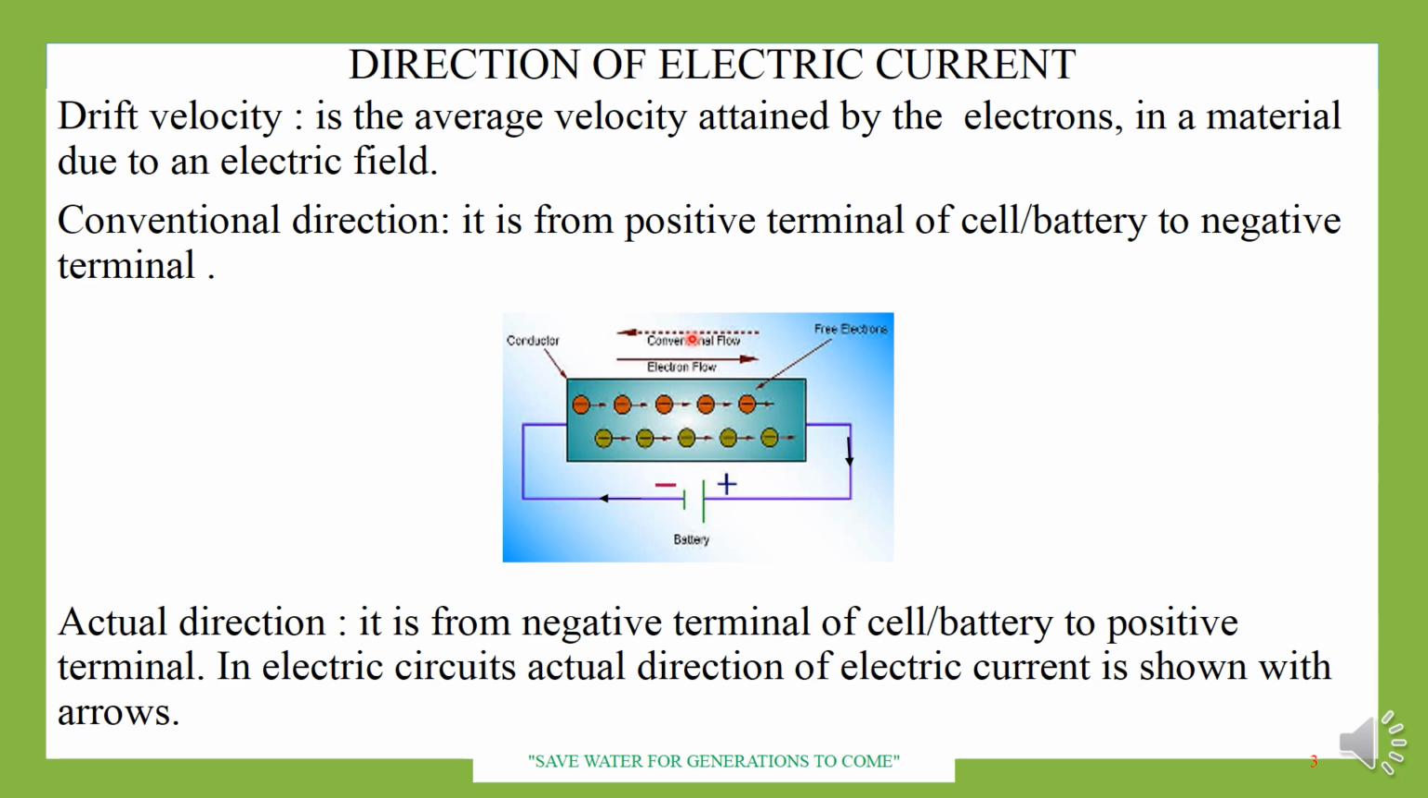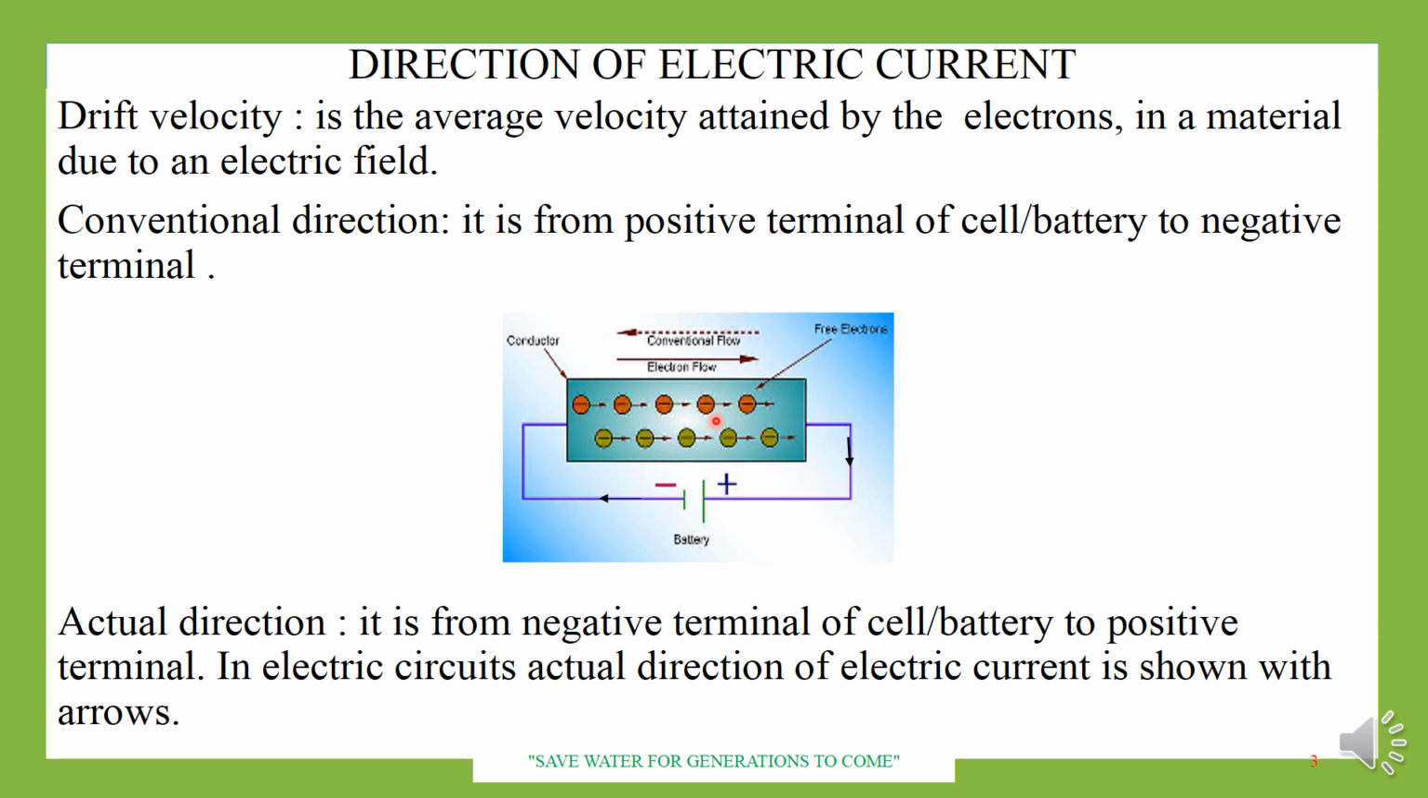Here the conventional direction, because when electricity was invented a long time back, at that time we knew about the two types of charges, positive charges and negative charges. But at that time electrons were not discovered. So electric current was considered to be a flow of positive charges only, and the direction of flow was taken from positive to negative, positive terminal to negative. So still that is being taken. Therefore we talk about the conventional direction, positive terminal to negative terminal, and the actual direction, which is the flow of free electrons.